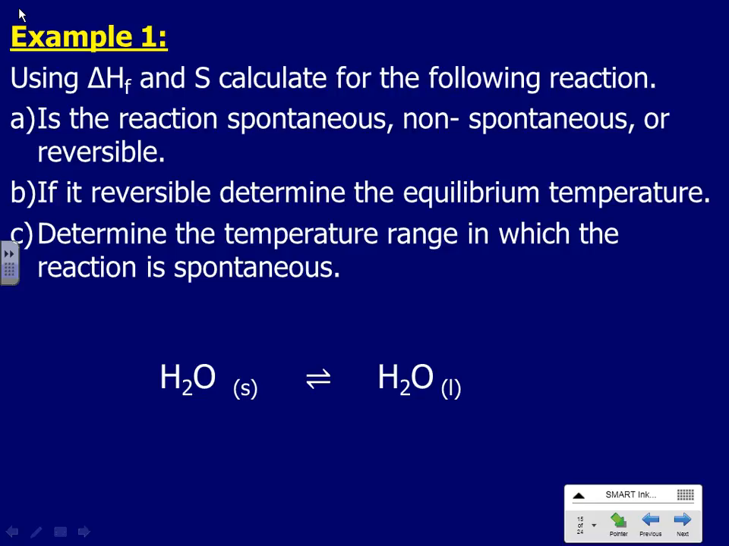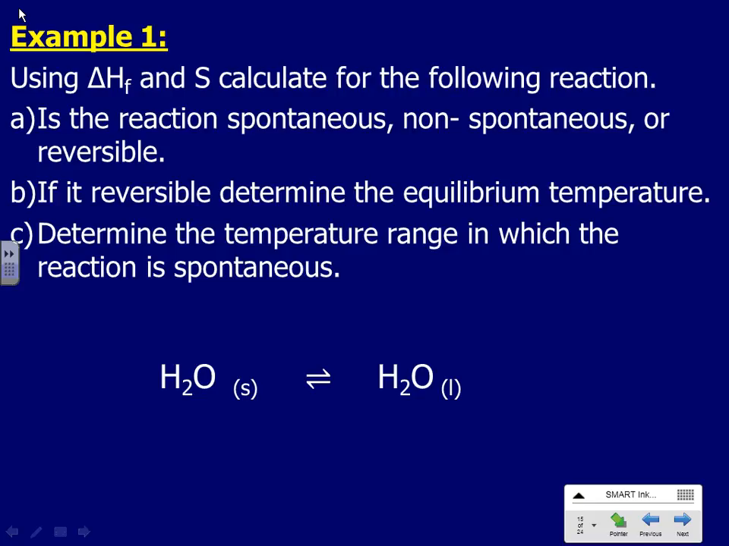To answer the question, is the reaction spontaneous, non-spontaneous, or reversible, we can go back to this. We can do this in a couple of ways. We can look at the signs for the delta H and the delta S, and that's what we're going to do. The second thing is we could look at the delta G if we calculated it, because we're going to be doing a delta G calculation.